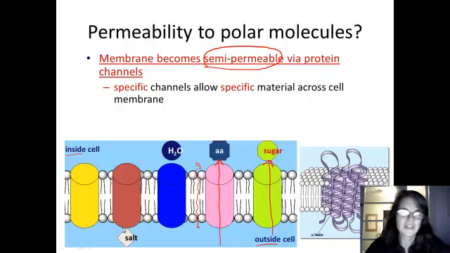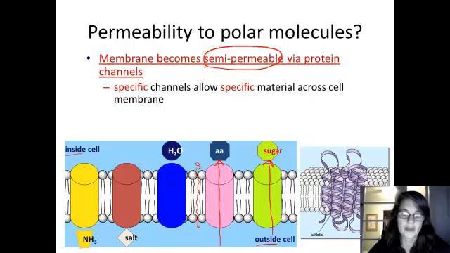Maybe some salt needed to be excreted. Maybe we had too much salt in the cell. Maybe we needed to get that out. Maybe we need to get a waste product, ammonia, out of the cell. And so we allow that to pass through a particular channel. The point is that we aren't letting just anything pass.